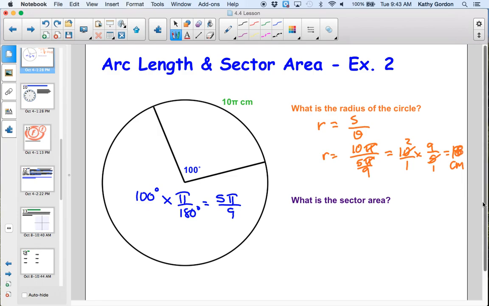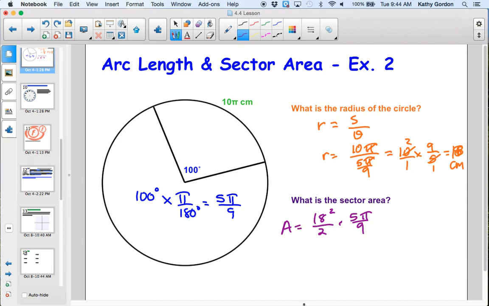Okay? How about for our area, Zeb? So it's 18 squared, which is 324, divided by 2 times... times what? Theta, and what's our theta? Which is 100 degrees, so 100 times pi over 180. So that's saying 5 pi over 9. Okay?